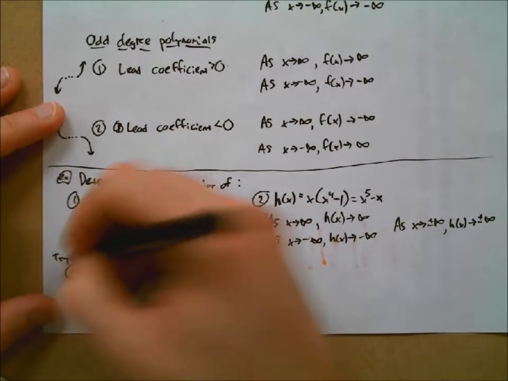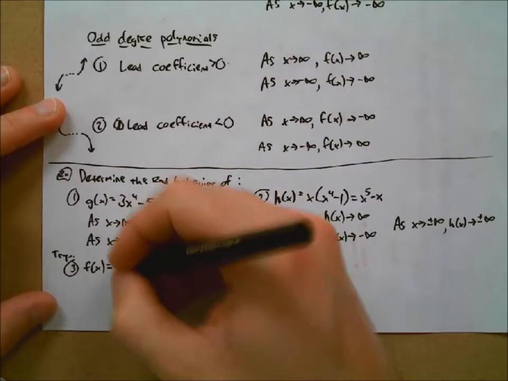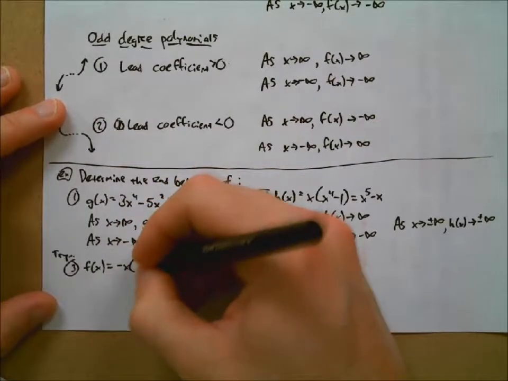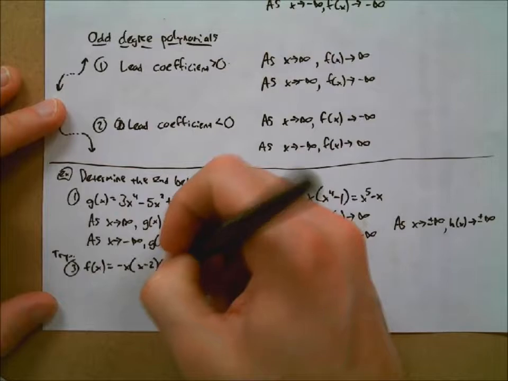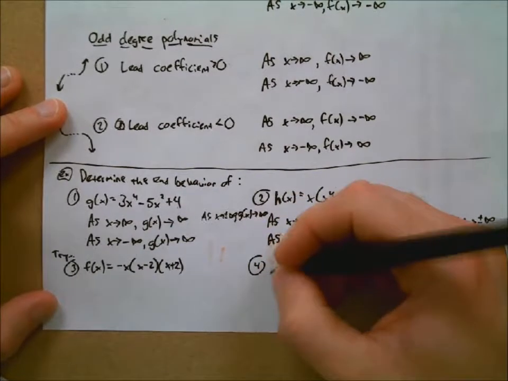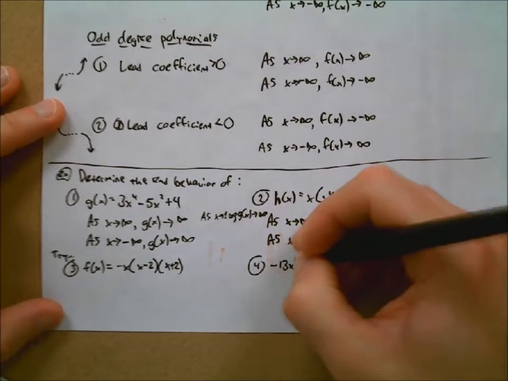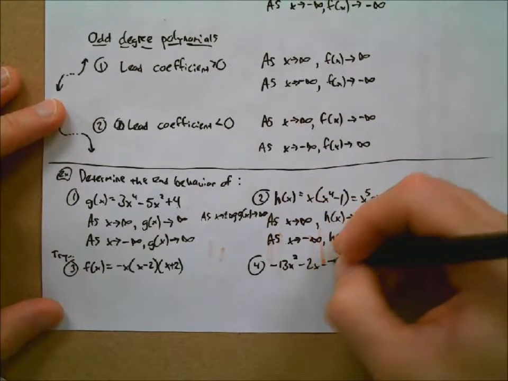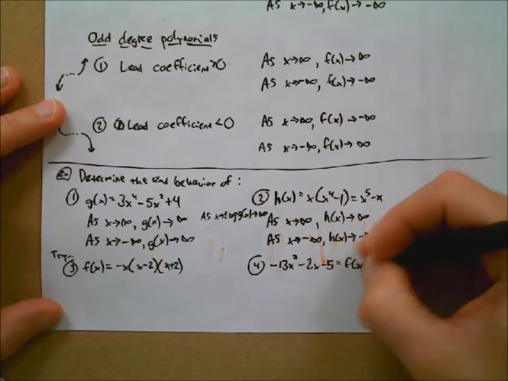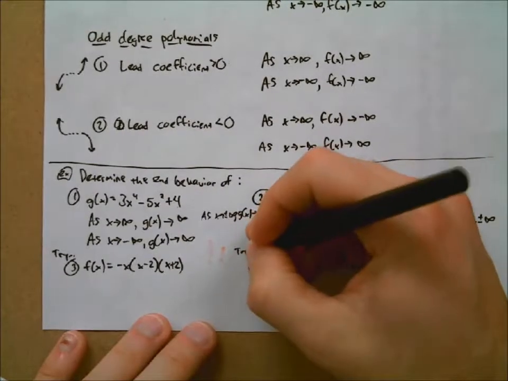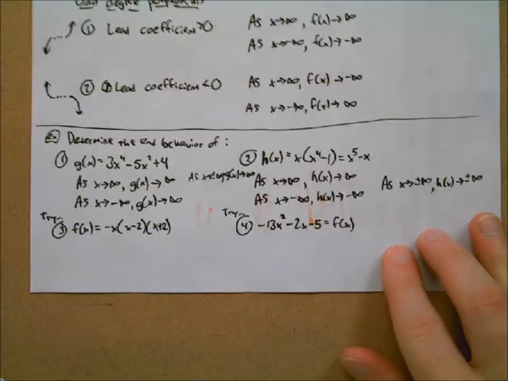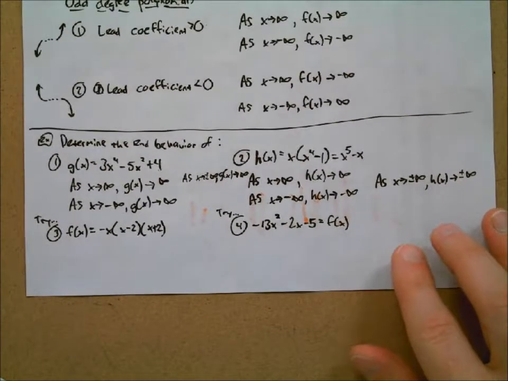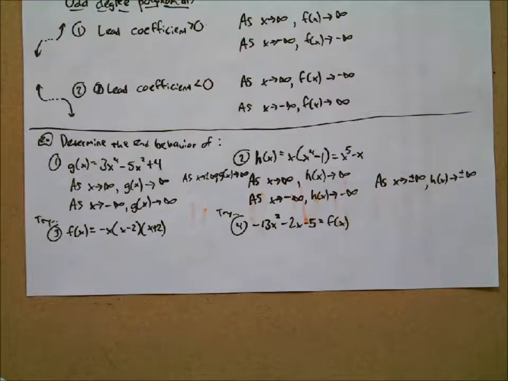Now, try these two, okay? I'm going to give you f of x equals negative x times x minus 2 times x plus 2. And for 4, I'll give you negative 13x squared minus 2x minus 5. And that is also f of x. I put that backwards there, but oh well. So give those two a try. If you want to do it with two statements or with one statement, your choice. I'll probably write the answer as two statements for now.